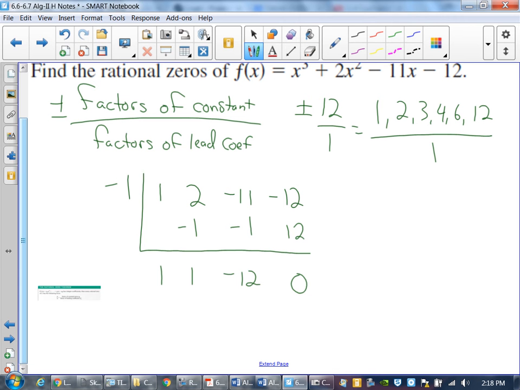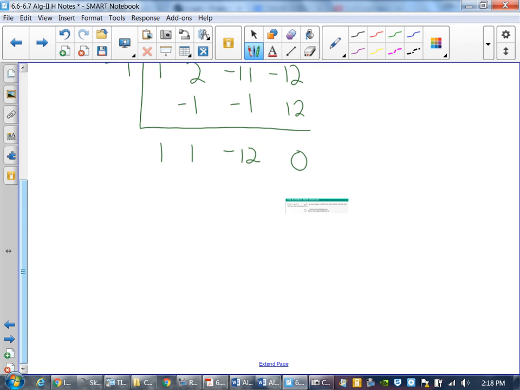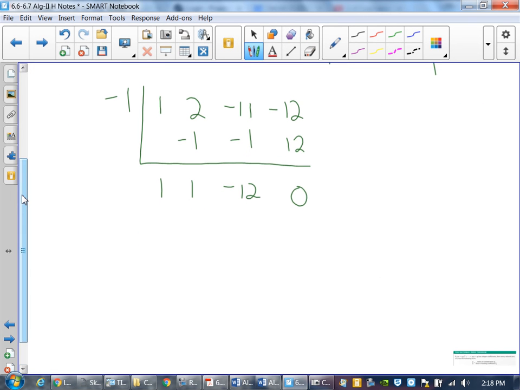It works. -1 was a 0. If -1 is a 0, what's the term? Very good. It's going to be x plus 1. So if -1 is my 0, because it shows up here as a 0, I know that I have an x plus 1 as a term.